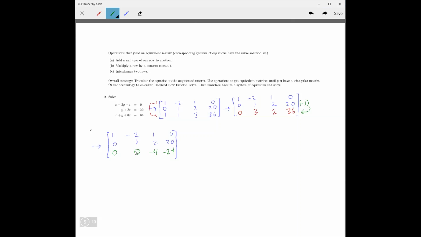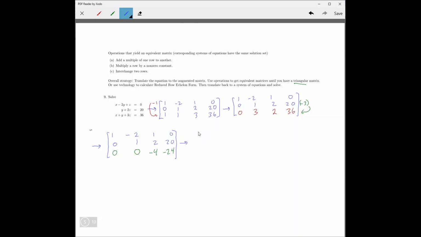And these zeros are everything that's below the main diagonal, just these three entries that are all zeros. So having all these being zeros, that's what triangular means. We have a triangular matrix because we have zeros in these three slots that are below the main diagonal. So we'll go ahead and translate it back into a system of equations and solve it.